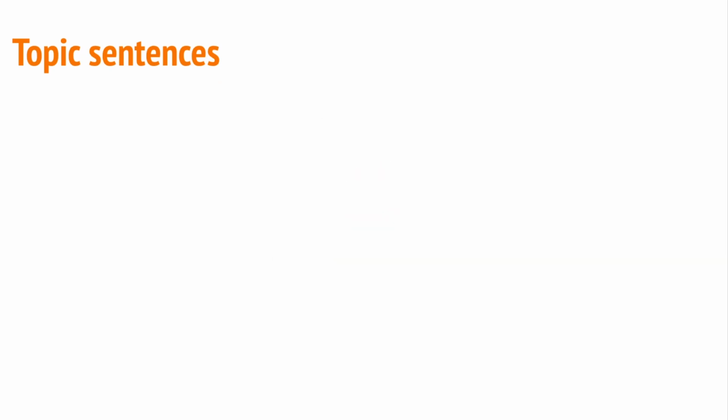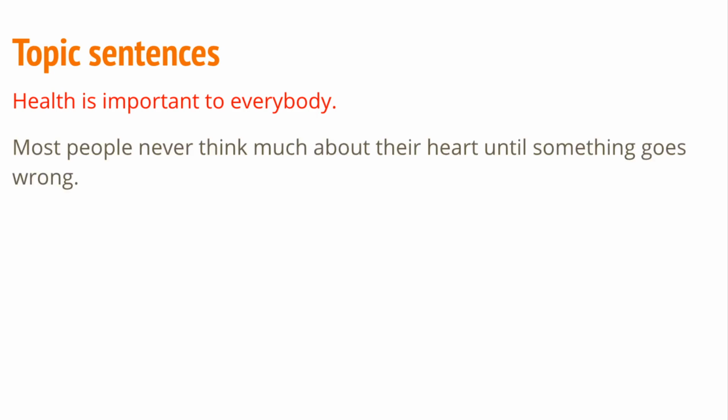So we're going to start with some bad examples and then see some improved versions. For example, "health is important to everyone." Well, this is way too general. This could be 1,000 different paragraphs. So let's try something a bit more specific. "Most people never think much about their heart until something goes wrong." So this is a lot more specific. We know that the content is going to be about heart problems, and specifically this person's heart problem.